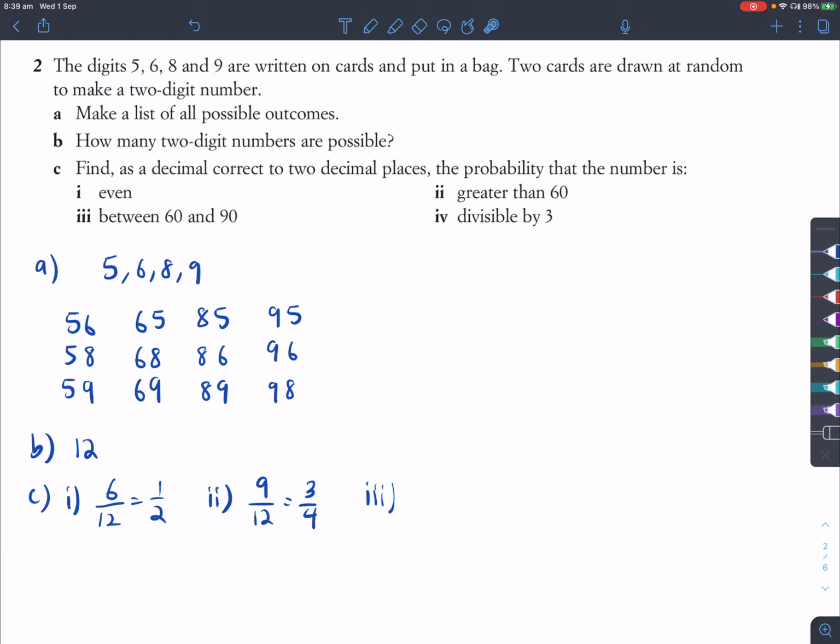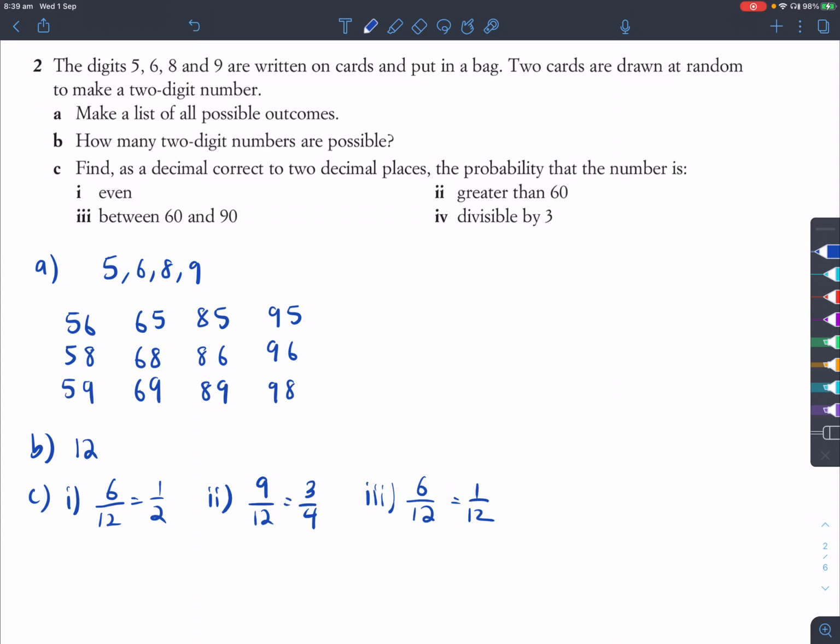Now for part 3, between 60 and 90, well, these are between 60 and 90. Okay, these are as well, but these aren't because these are above 90. And by the way, if it says between 60 and 90, it does not include 60 or 90. Okay, so the first number you should accept is 61. The last number you should accept is 89. So in this case, we've got 6 numbers out of 12, which is perfectly half.